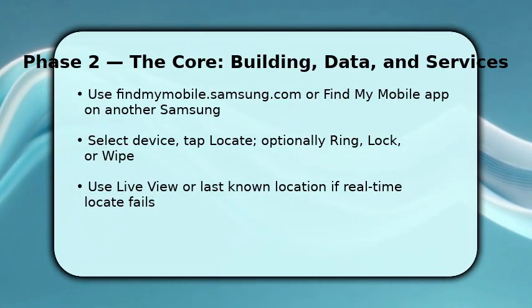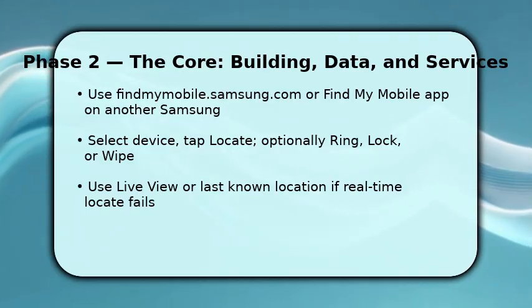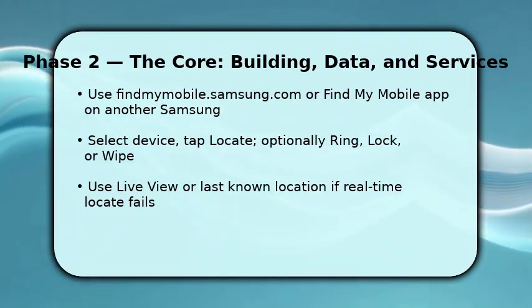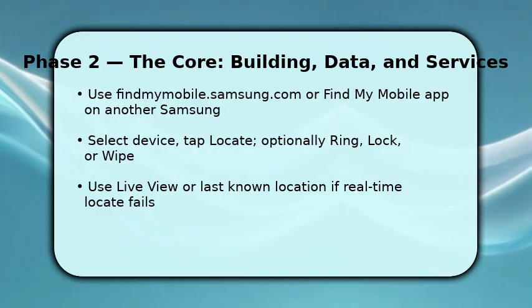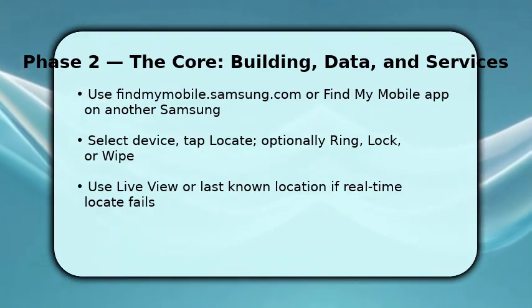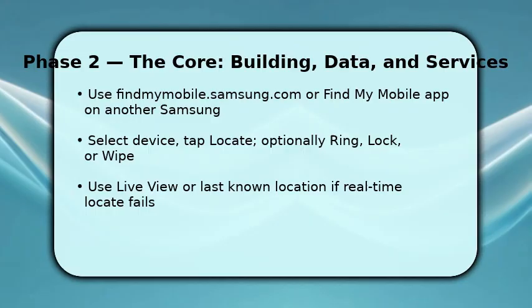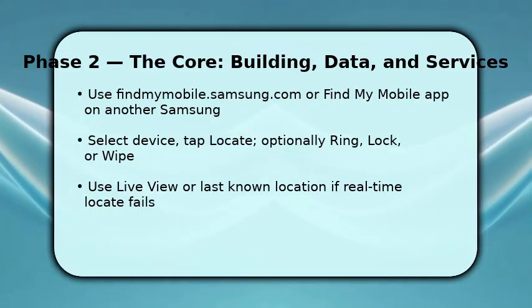If you need immediate attention, choose Ring to play sound or Lock to prevent access. Wipe is a last resort because it removes remote access. Make sure to check the timestamp of the location, and if real time fails, use the last known location to narrow your search area. Once you have a location, act.